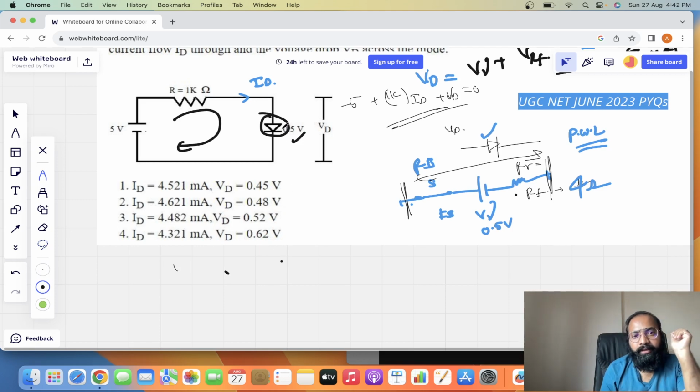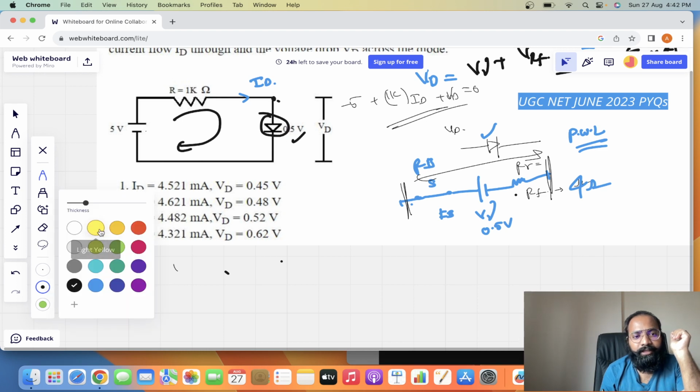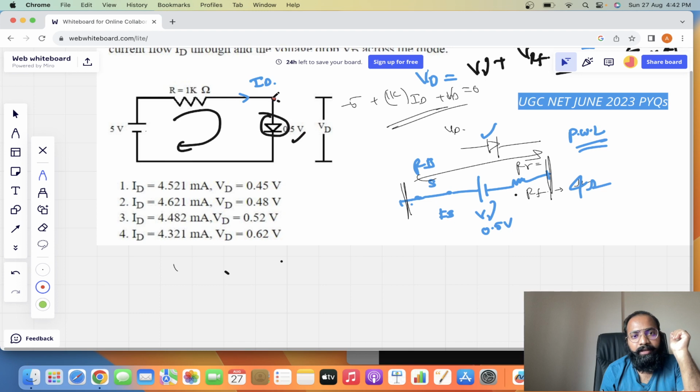So here VD is from here to here. That means at this point, how much voltage will be there? At this point, it is having the VD. Am I correct or not? Why? Because from here to here, it is the VD, means at this point, VD is there. Now, whatever the current ID is there, which is flowing in this direction, as per the KCL analysis.